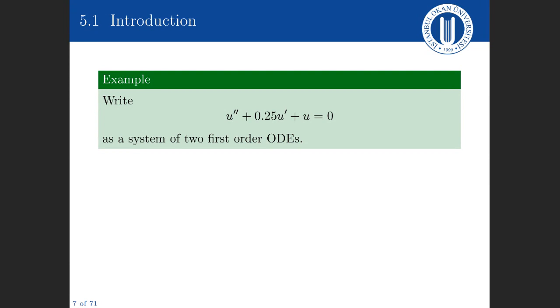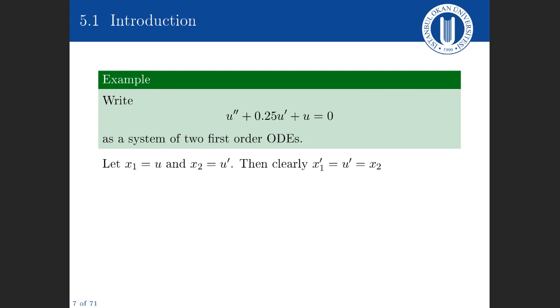Write this second-order differential equation as a system of two first-order ordinary differential equations. We need to introduce two variables, x1 and x2. I'm going to let x1 be equal to u, that's the variable that we started with. And then x2, I'm going to let be the derivative of u. This is a sensible way to start this question. Let x1 be u, let x2 be u prime. If we had a third order equation, we would let x3 be u double prime. If we had a fourth order equation, we would introduce x4 as u triple prime, and so on. We have a second order equation, so we're having x1 and x2.